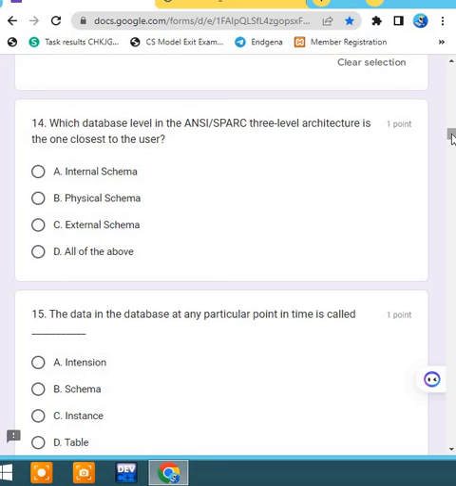Which database level is the ANSI-SPARC 3-level architecture is the one closest to the user? A: internal schema, B: physical schema, C: external schema, D: all of the above.